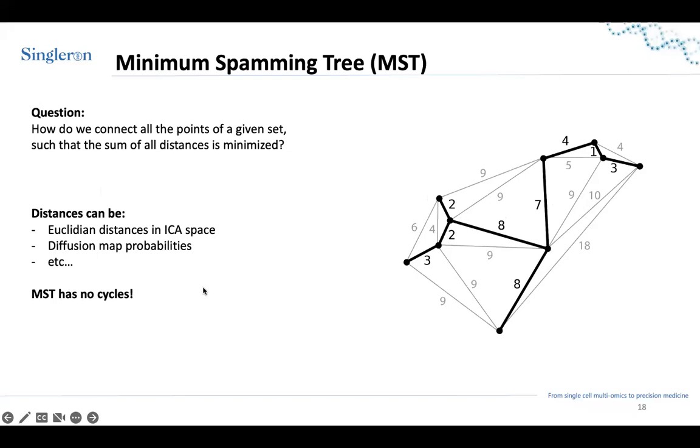And by definition, the minimum spanning tree cannot have any cycle. It is impossible to come back to a point here because we minimize the distances between them, choosing the connections that have the minimum sum of distances overall.